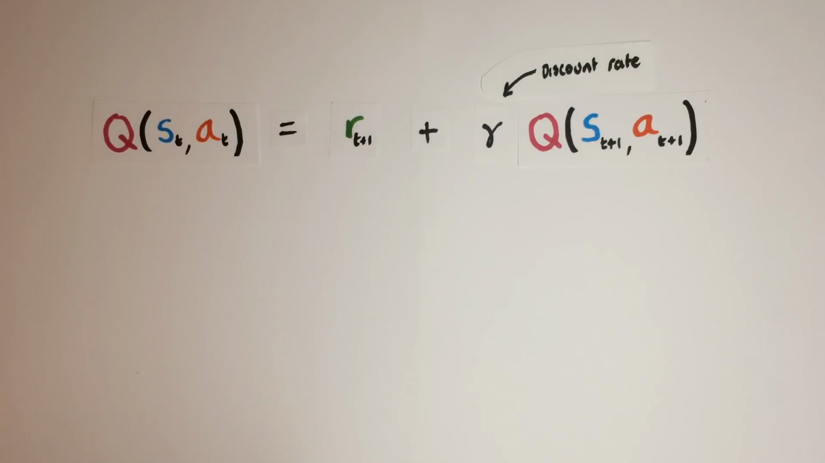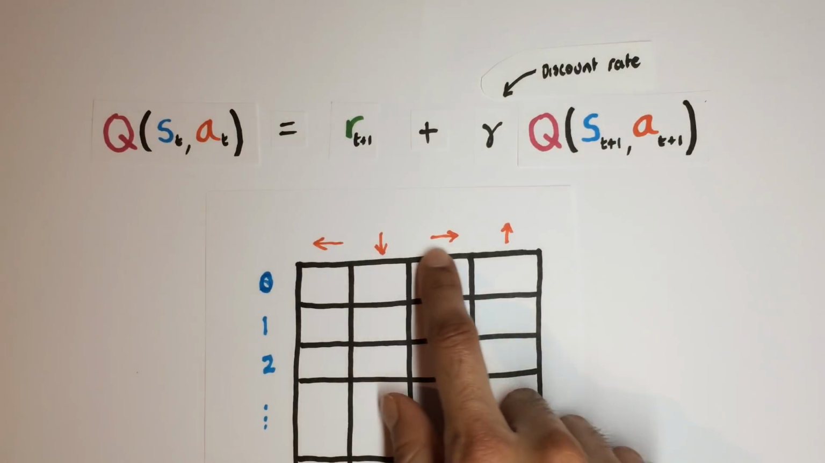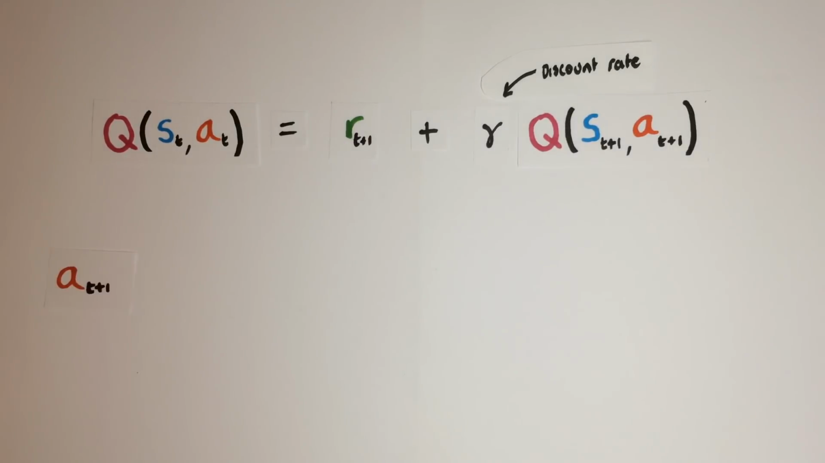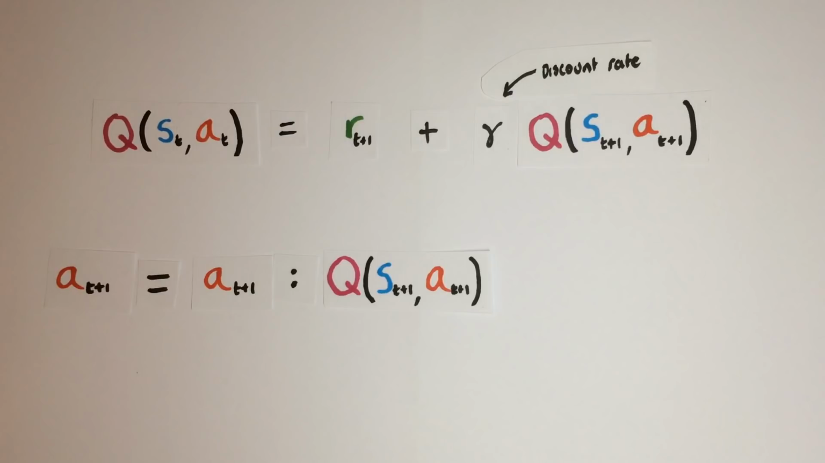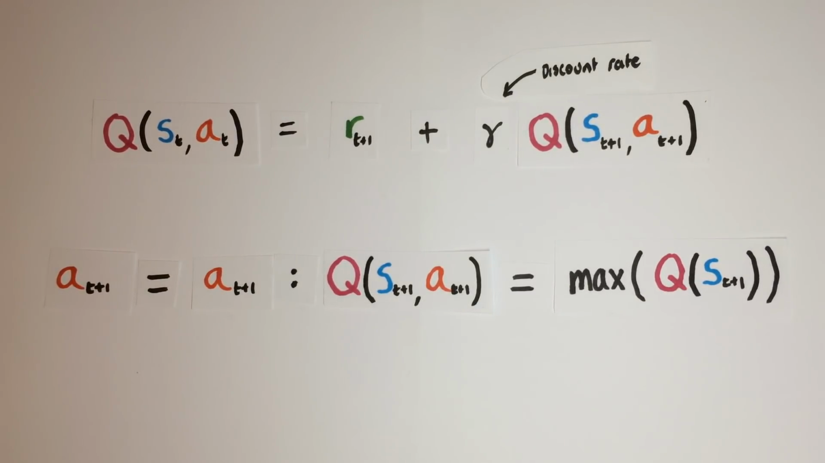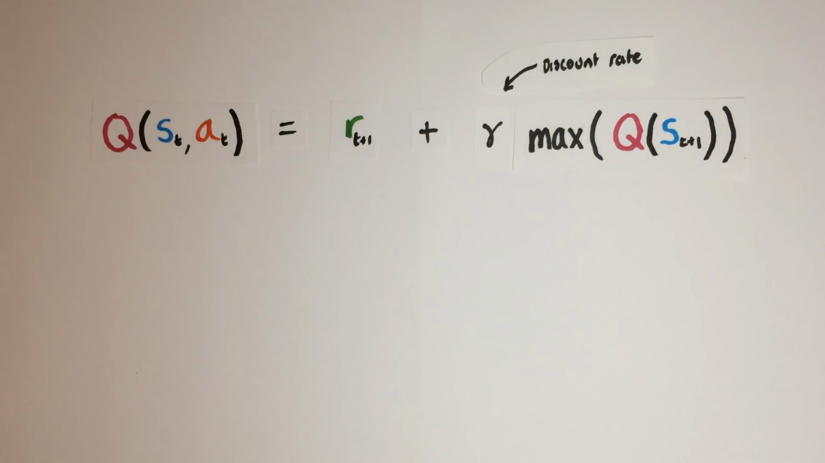But we can actually simplify this more. If we think about what we would use this Q-Table for, we would want to select the action that has the highest expected value in that state. So then we can assume that the next state's action will be the action such that the Q value for that state-action pair will be the maximum out of all available actions in that state. So we can replace this with the max Q value for the next state. So this essentially is the Q function that makes up Q-Learning.